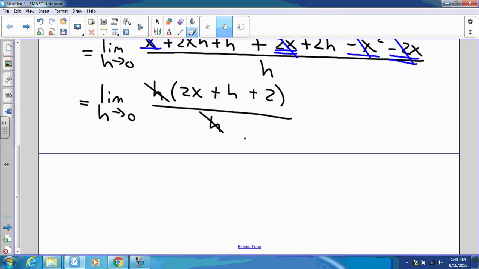Now here's the last thing I want you to observe about this problem, and that is that now when h goes to 0, that does not affect the 2x or the 2. Those are both constants with respect to h. So that as h goes to 0, the result that I get is 2x plus 2. Good? Good.